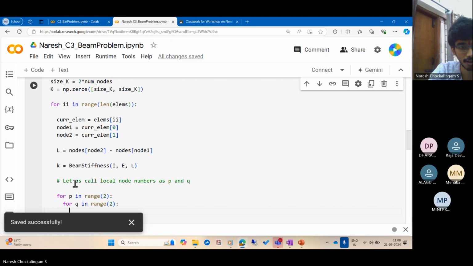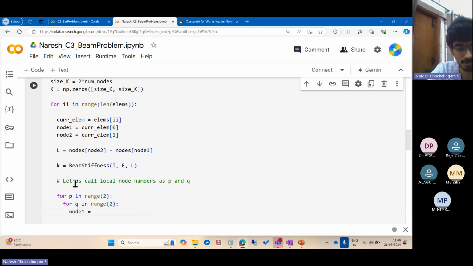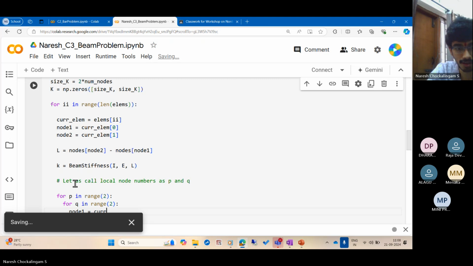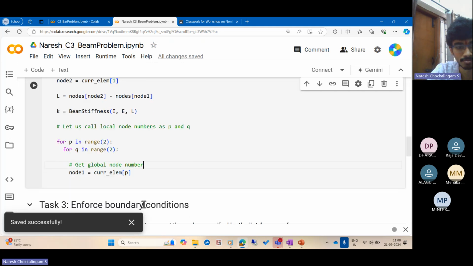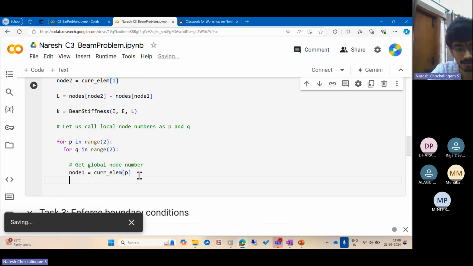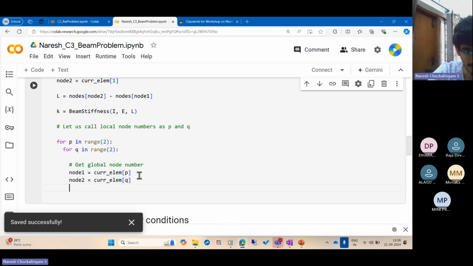Now let me call node 1 equal to the current element of P. So the first step is getting the global node number. Next, node 2 is equal to, right. So I'm getting the global node numbers first. That's very good. Then what should I do?